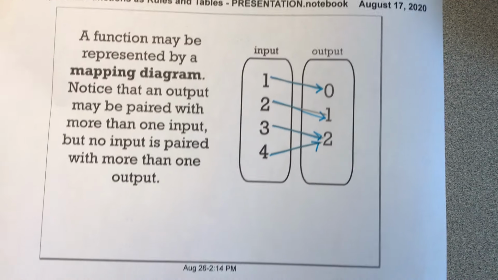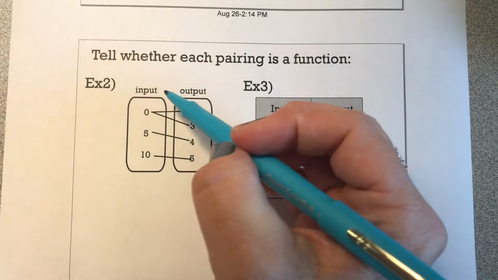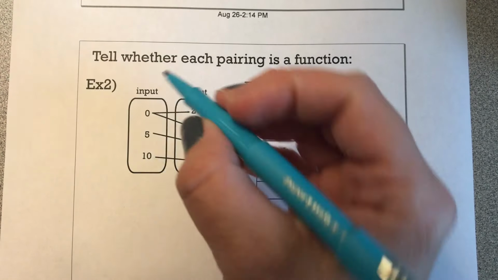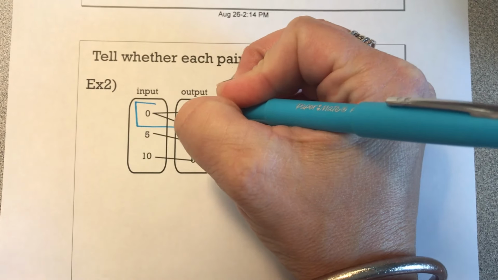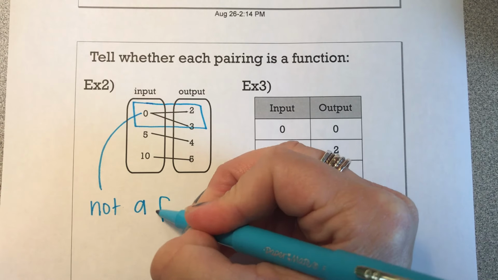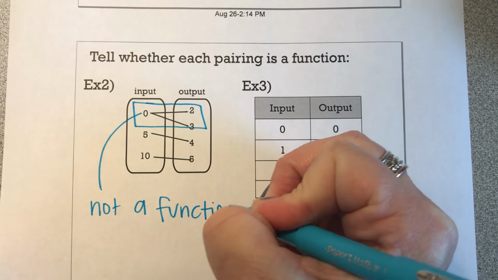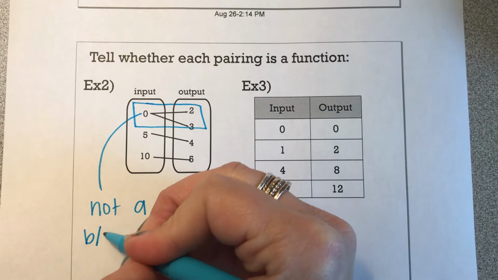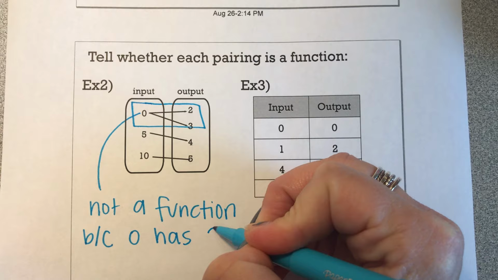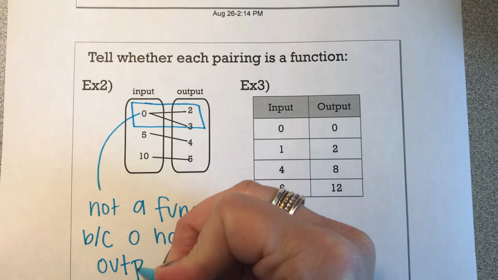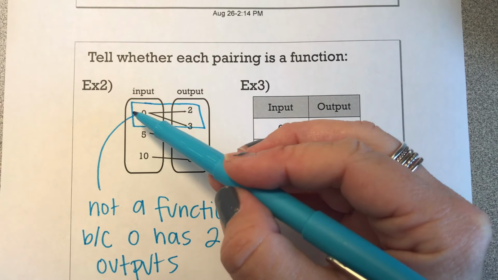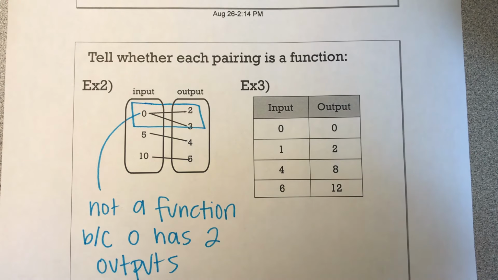Okay, so what is not a function is like this example. Okay, because look, 0 is pointing to 2 and 3, and this part right here makes it not a function. Okay, and I'm going to write it out. Why? Because 0 has 2 outputs, okay? And each input is only allowed to have one output. So because 0 has 2, it's not a function.